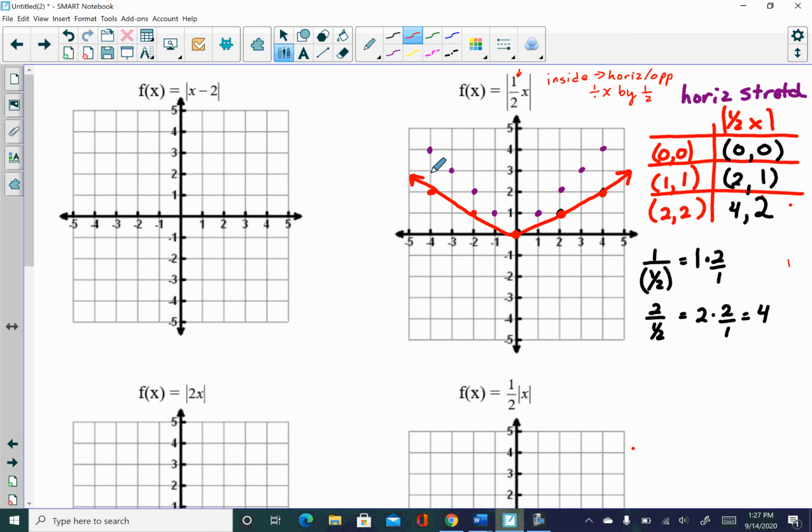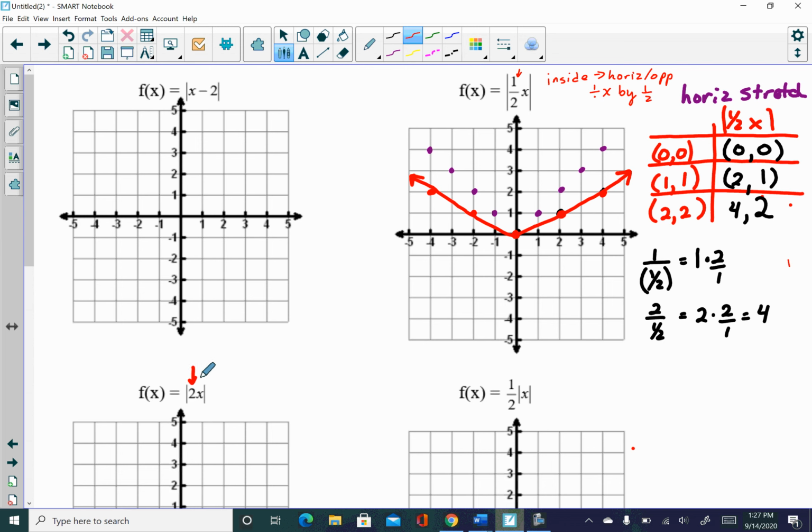All right, so I will let you look at the next one. Again, it's inside, so you should expect it to be horizontal, but this time, because it's a whole number, instead of stretching, it's going to shrink. Okay, and again, you're still going to be dividing your x values by this number here.